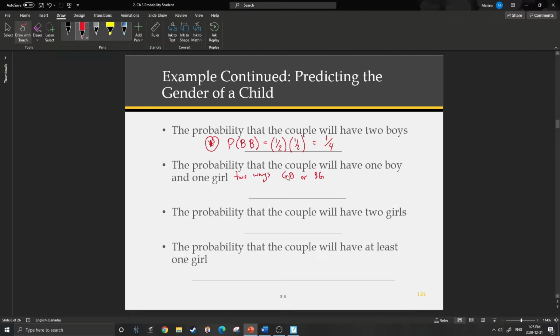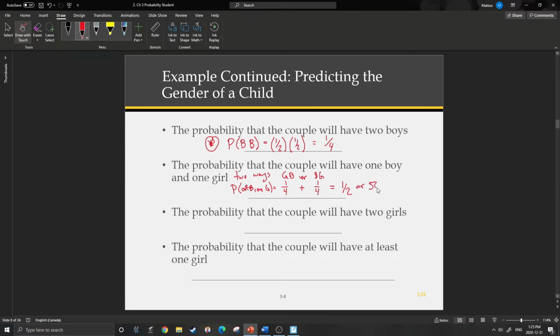So how many ways are there to have a girl and then a boy? Well, we know from the sample space that it's a quarter. How many ways are there of having a boy and then a girl? Well, we know that it's 1/4 as well. The word or in probability generally means addition. So the probability of one boy and one girl is equal to a quarter plus a quarter, which is equal to a half.